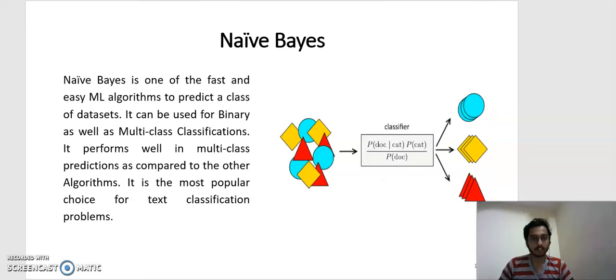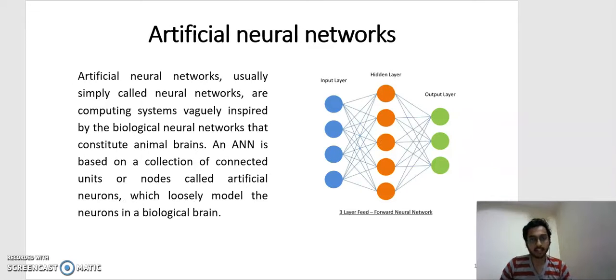Naïve Bayes algorithm. This is a probabilistic algorithm which is used for binary as well as multi-class classification. It is the most popular choice for text classification problems. And finally, artificial neural networks. It is a collection of connected units or nodes called artificial neurons. Here we'll be having input layer and output layer. In this project, I've used a single hidden layer, and this looks like this.